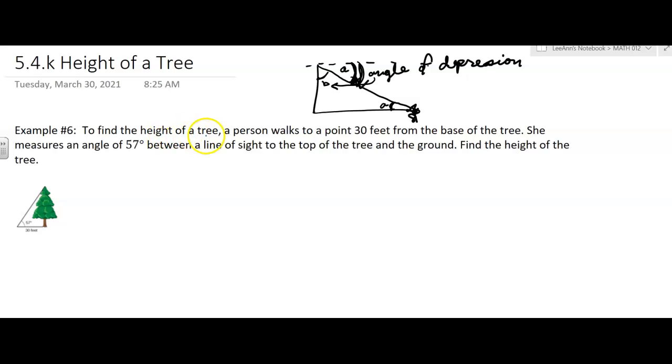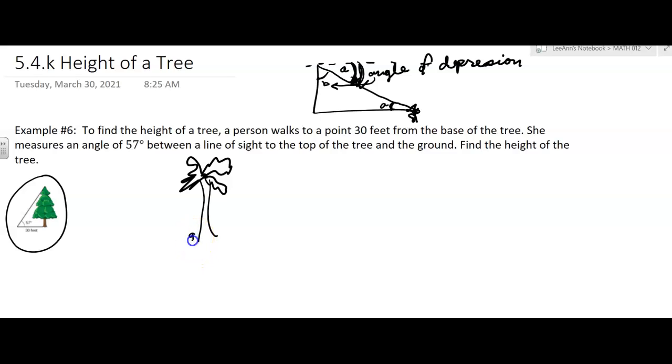To find the height of a tree, a person walks to a point 30 feet from the base of the tree. She measures an angle of 57 degrees between a line of sight to the top of the tree and the ground. Find the height of the tree. Okay, so sometimes they give you a picture. Sometimes you have to draw your own picture. If I was going to draw this picture, I was going to make a palm tree. But anyway, I'm being in 29 Palms.